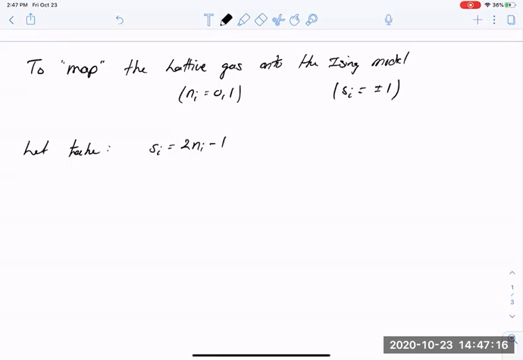So if we rewrite the spin variables in terms of those occupation variables, I can now go through the different terms in the energy function of the Ising model and see how to write them in terms of the variables of the lattice gas. And as we did before, we note that the sum over all the spins in the Ising model, written in occupation variables, is twice the sum over the n's minus twice the total number of spins.